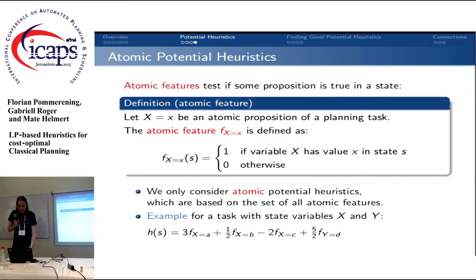Okay, so that's the general definition, but we'll be mainly focusing on particularly simple kinds of potential heuristics where we use basically the simplest features we can think of. We call this an atomic feature. An atomic feature simply tests if some fact, some proposition, is true in a given state or not. And by fact or proposition, I really mean something like: does this variable have this particular value, yes or no? So let x = x be an atomic proposition. Then this defines a feature f_{x=x}, and this feature will have the value 1 in a state if I have x = x and 0 otherwise.